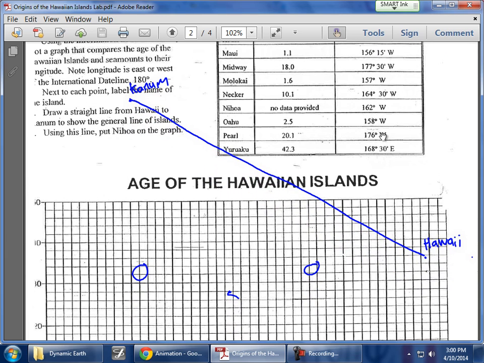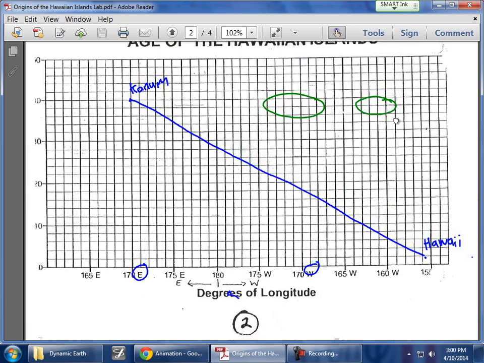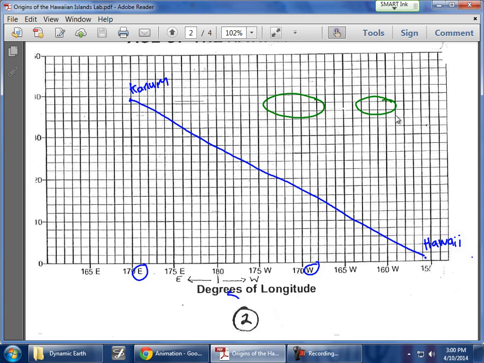Now, one other thing I want to help you with while we're doing this is for Nihoa. You'll notice that Nihoa says there's no data provided. But it does give you its longitude line. So I'm going to go back here. Okay. Let's get rid of these. So wait, Nihoa is 162 west. So here's 162. If I'm down here on the 162, how high up do you think I'm going to go? Because they don't tell you how old it is. So you get to the line. Good. So you're going to plot Nihoa right there on the line.